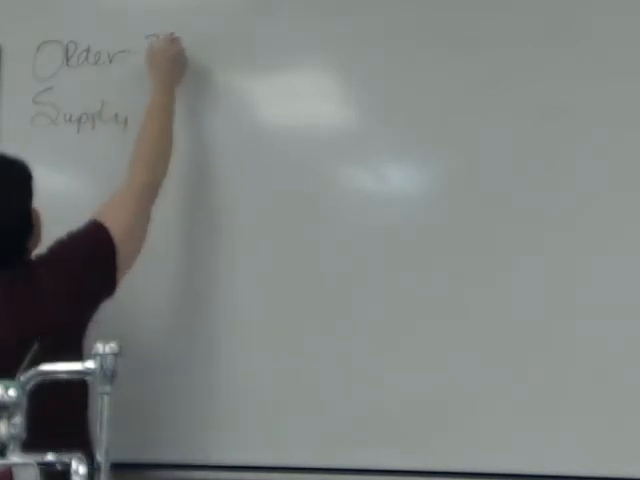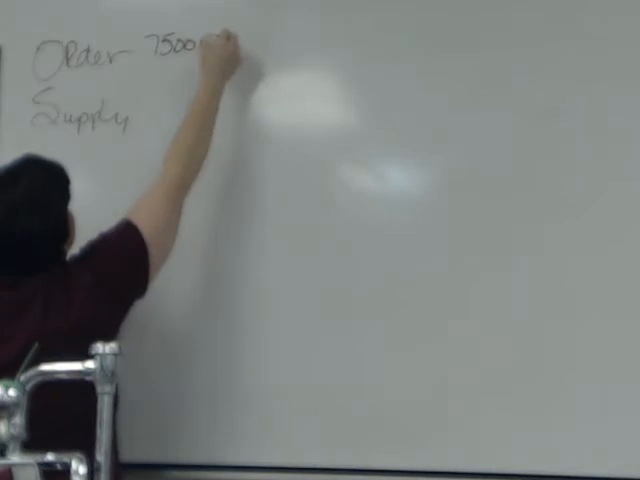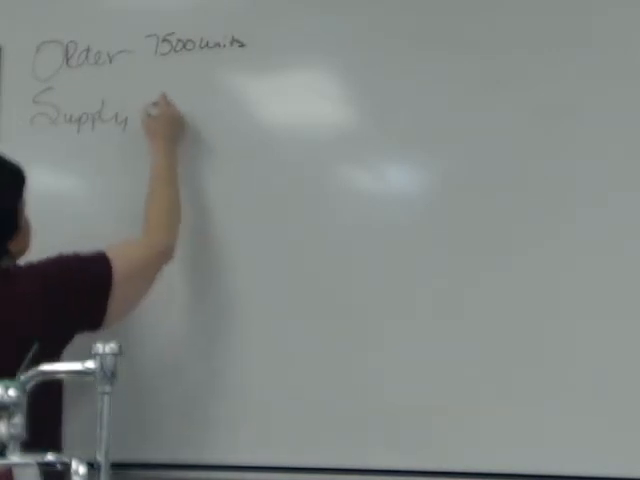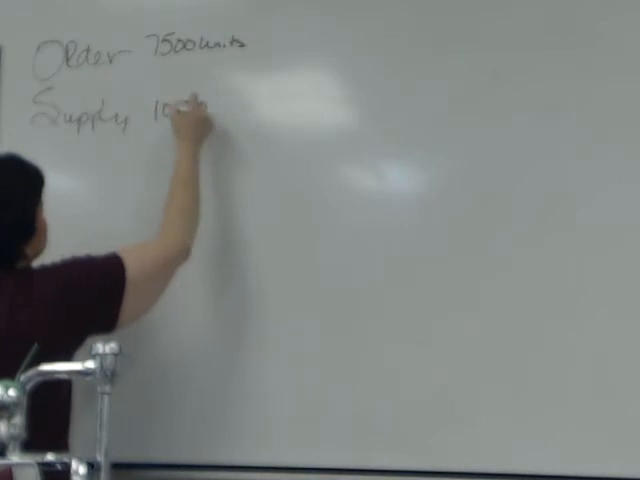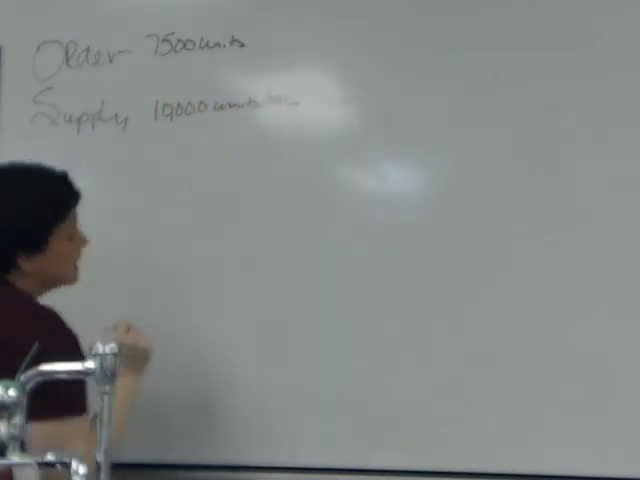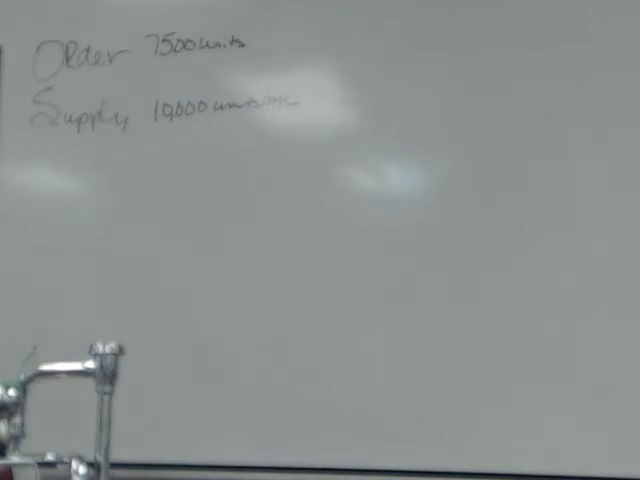Okay, number 10 says the doctor orders heparin 7,500 units. So 7,500 units two times a day, and what we have on hand is 10,000 units per milliliter. We have 10,000 units per milliliter. And it wants to know how many milliliters we will administer.